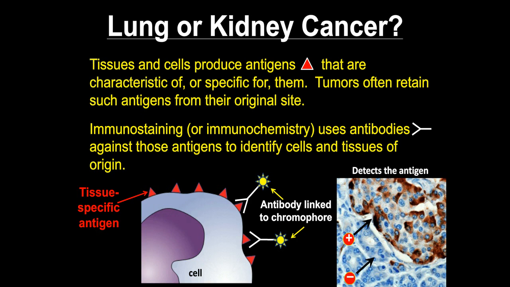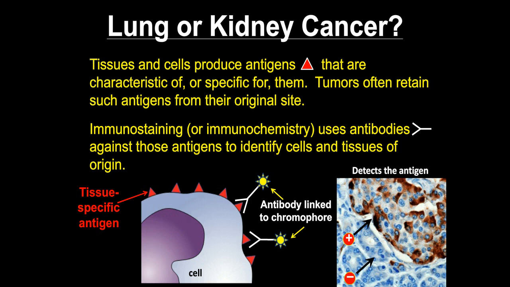So tissues and cells produce antigens, which are cell surface or cytoplasmic structures, mostly proteins, but not always, that are characteristic of or specific for the particular tissue or cell type in question. So lungs produce antigens that are relatively specific for lungs, and colon produces antigens that are specific for colon, and so forth and so on. Tumors that arise in these organs or tissues often retain those antigens that reflect their tissue of origin. So we detect these antigens with antibodies. We use a technique called immunostaining or immunochemistry or immunohistochemistry.